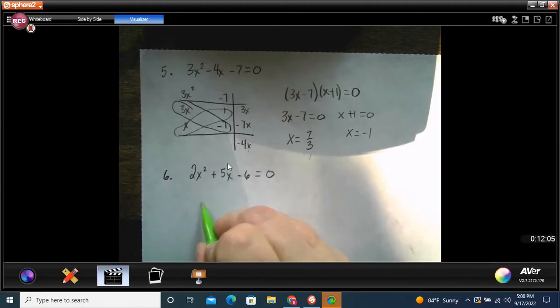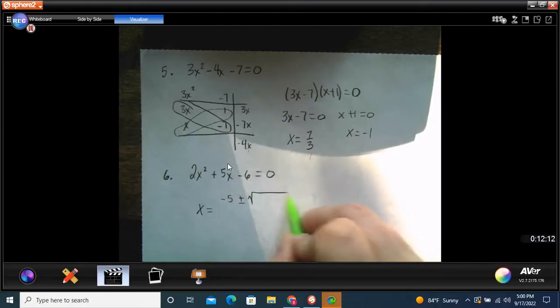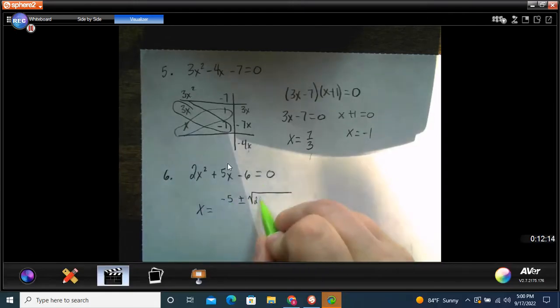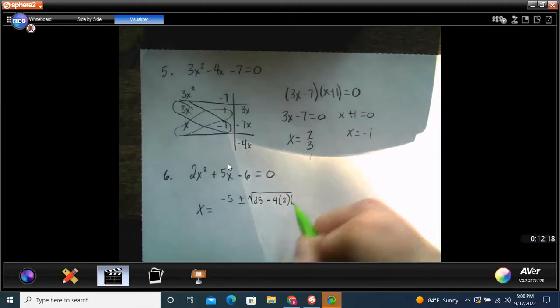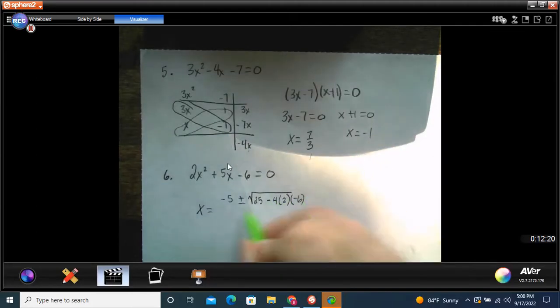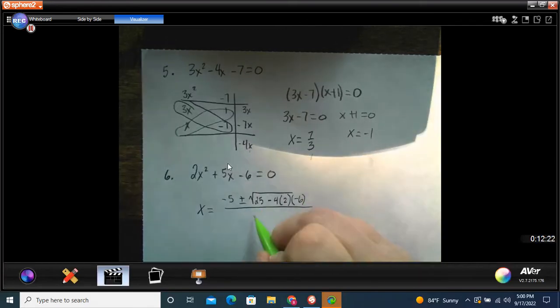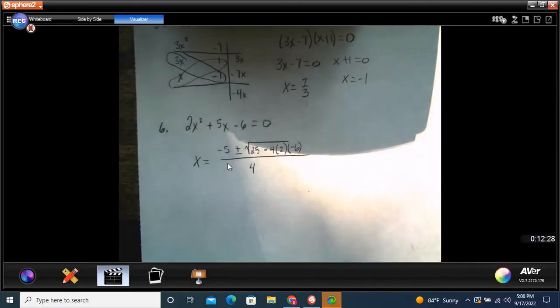So we get x equals the opposite of b, which is negative 5, plus or minus the square root of b squared, which would be 25, minus 4 times a, which is 2, times c, which is negative 6, all over 2 times a, which is 2 times 2, or 4. Okay? See on the left there, I'm going to have a 48.